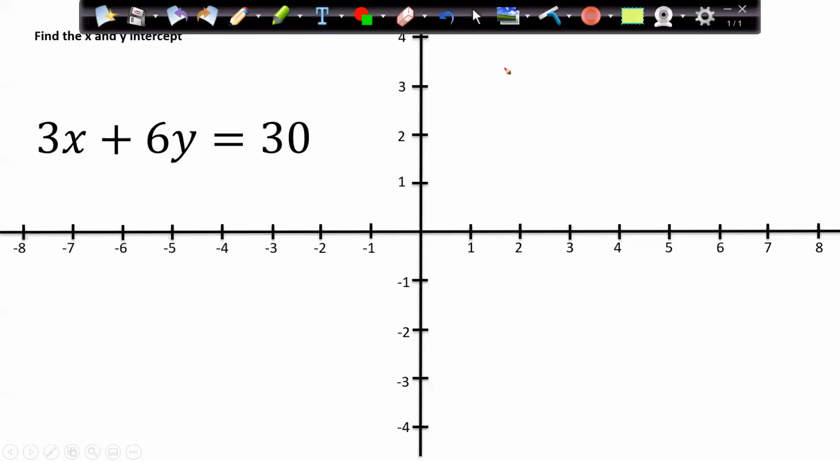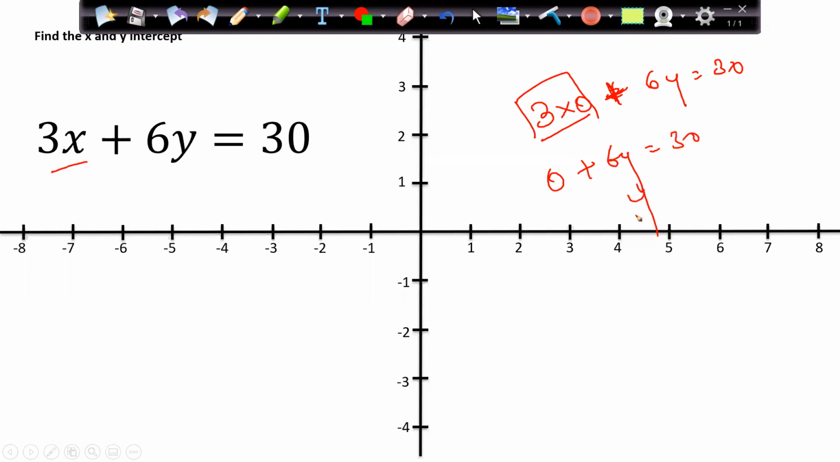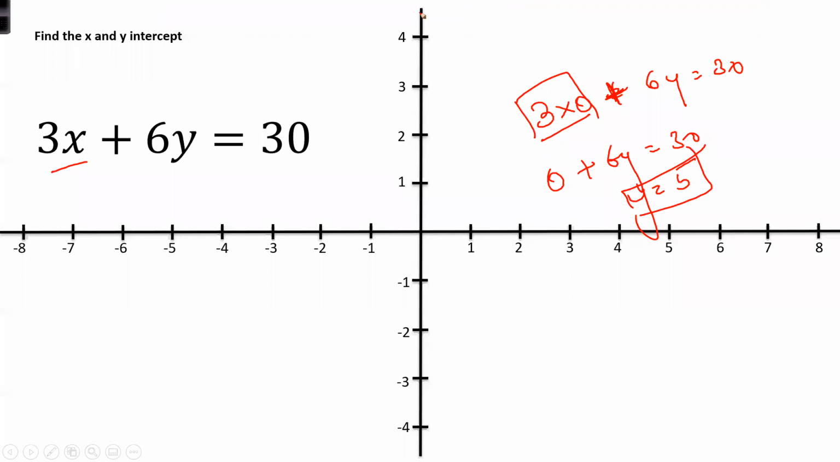I told you that when x is equal to 0, that is y intercept. So 3 into 0 plus 6y equal to 30. This entire value becomes 0. So 0 plus 6y equal to 30, y equal to 5. So y comes out to be 5 when x is 0. That means somewhere at the top, somewhere at the top here.